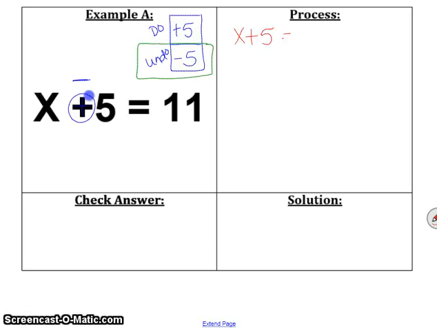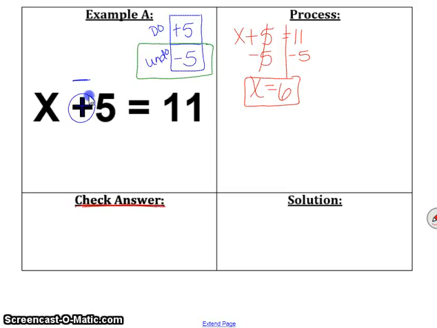So x plus 5 is equal to 11. Using my undo steps, I know that I have to subtract 5 on both sides of the equal sign. And I know 11 minus 5 gives me 6. So I have x is equal to 6, but I have to check my answer. Really important that I check my answer.